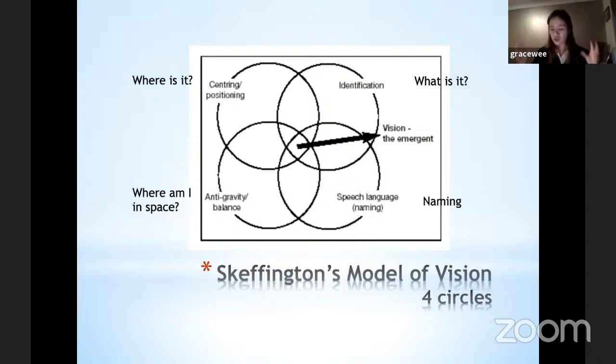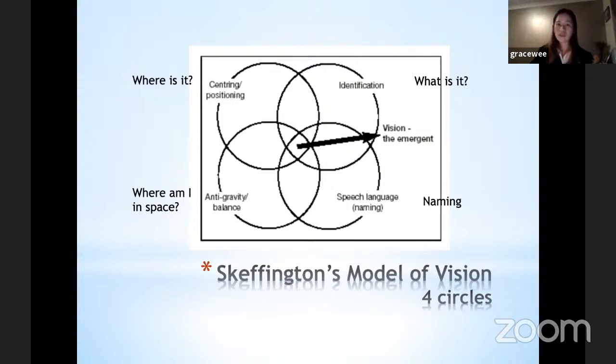Those are the skills necessary to detect or locate things in space. So if we move on to the second circle to the top right, we've got identification. Meaning, what is it? If we're searching for something, we need to know what we're looking for. So for example, back to my pen. If I'm looking for my pen, in order to direct my eye teaming skills, my vergence skills or my ocular motor skills to search for it, I need to have an idea of what my pen looks like. So it's the detail. The pen is long, it's got a tip, it's blue in color.